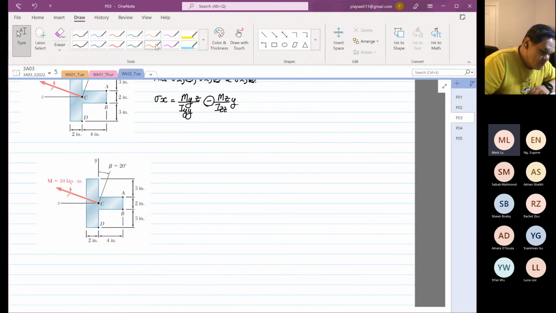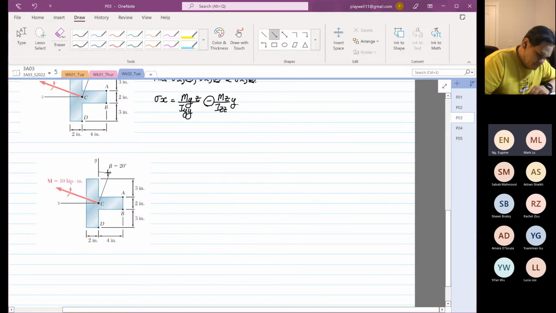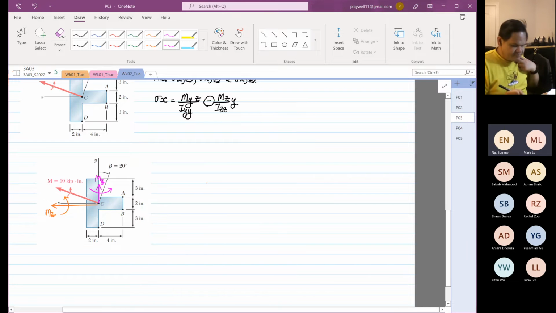So over here, we know that we have a moment along the Z-axis. Okay, so this is due to our Mz. Then you use your right hand rule. You know that the moment vector will be in this direction. And then we have also a moment about the y-axis. So this is the moment for the y-axis, and this is the moment vector.